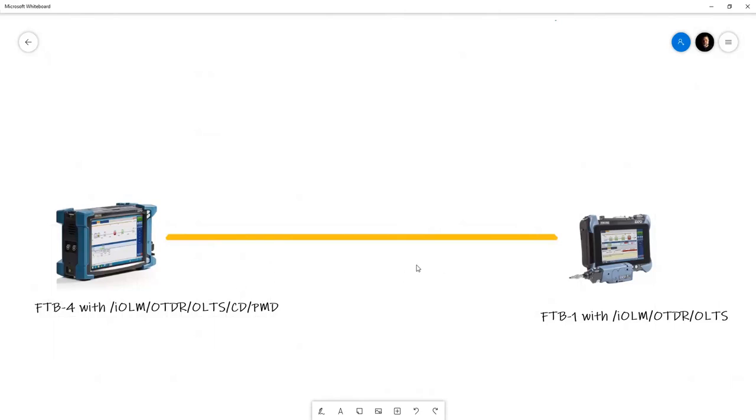And so for EXFO, we have different solutions that will accomplish this testing. And so in this particular example, what I have here on the left is the FTB4, which is a 4-slot modular system that we have. And within this 4-slot, I can outfit iOLM or an OTDR, OLTS, CD/PMD, so the full fiber characterization test suite. And then on the other end, we have over here a more portable FTB1, which is also modular. So the modules can go back and forth between the 2 units. It has iOLM, OTDR, and an OLTS, right? And so we have these solutions on either end.